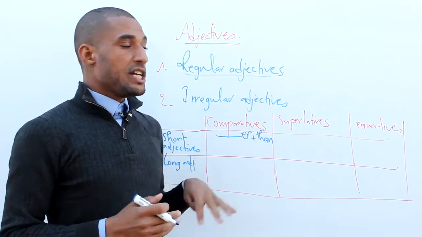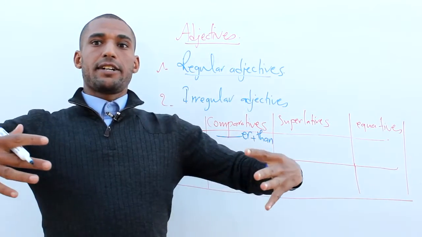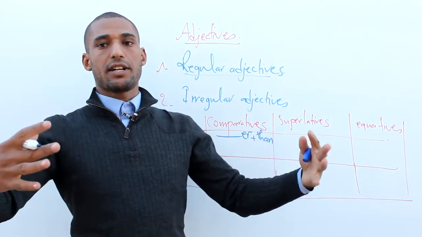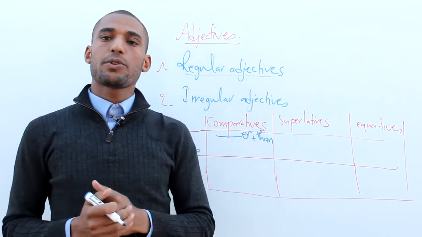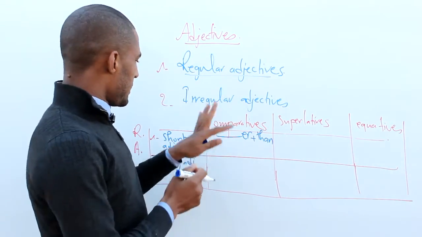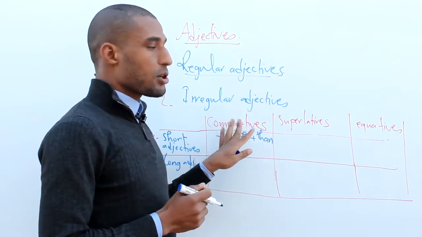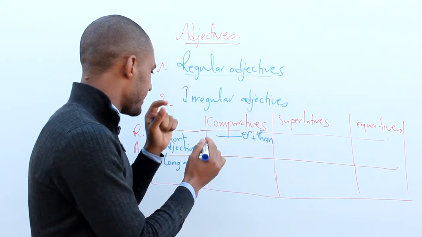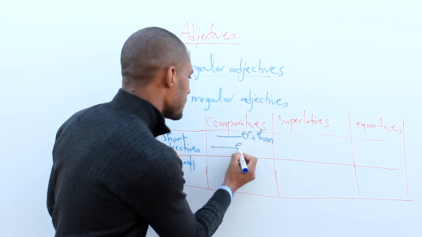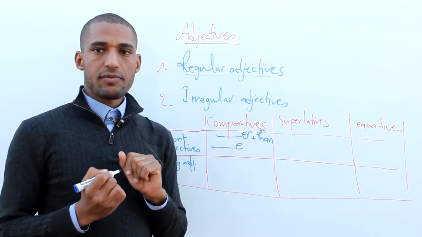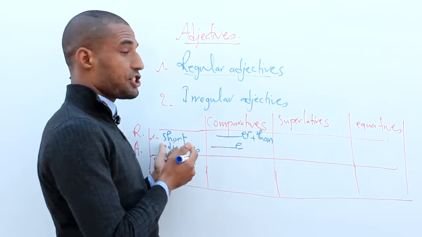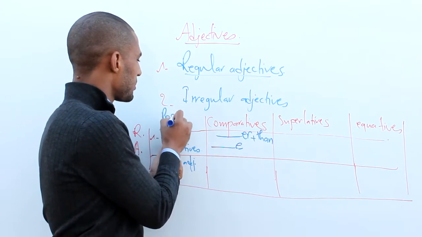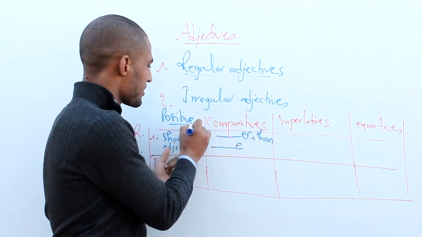This person is fatter. It means obese, is fatter than this person. These are short adjectives, and this is the comparative form. Sometimes an adjective may end in E, right? You may have an adjective in the positive form. This form is called positive.